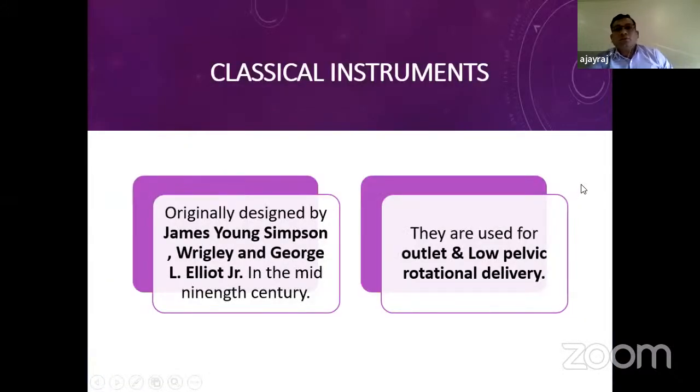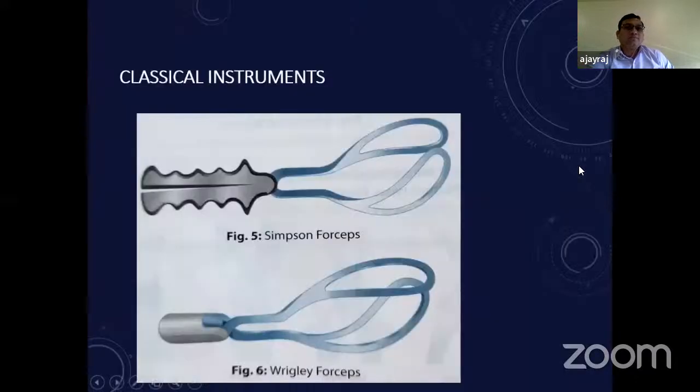Classical instruments originally designed by James Young Simpson, Wrigley and George L. Elliott Jr. in the mid-19th century. They are used for outlet and low pelvic rotational delivery. These are the classical instruments, Simpson forceps and Wrigley forceps.